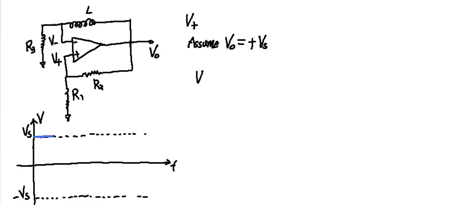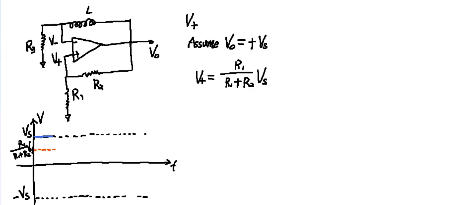V plus, since it's on the feedback loop, we can easily calculate its value. Its value is R1 divided by R1 plus R2 times VO, which is Vs. So now we can correspondingly draw the position of V plus. So it will be somewhere here, whose value is R1 divided by R1 plus R2 times Vs.